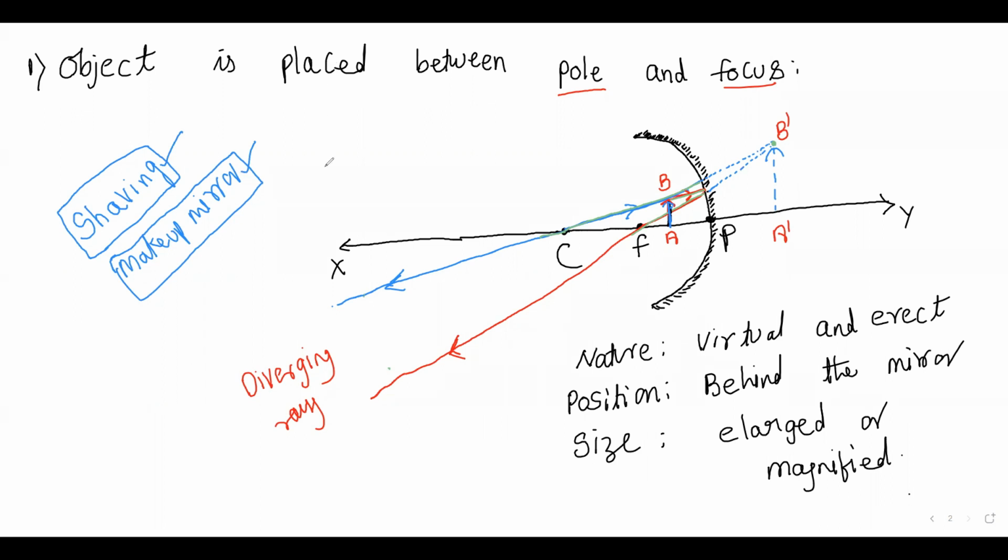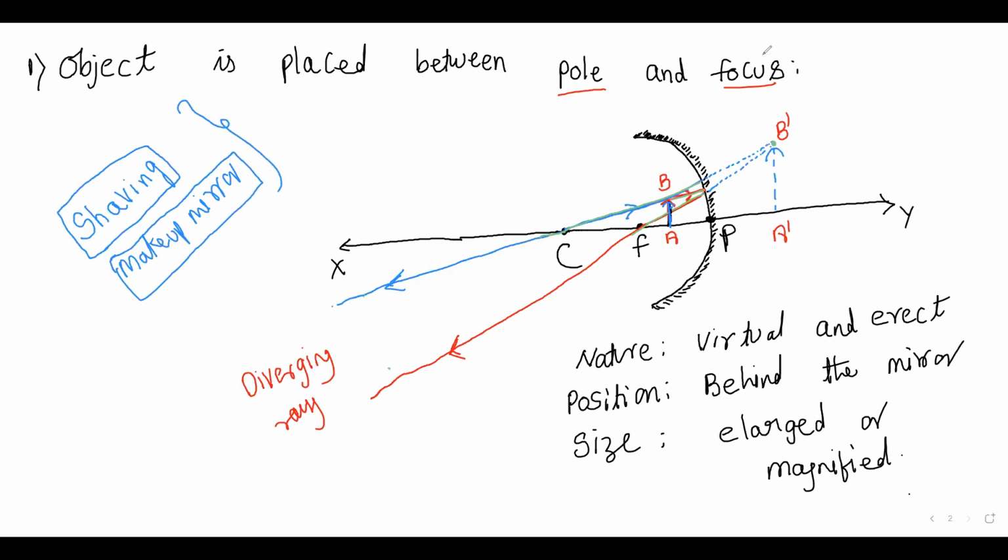If you are doing eyeliner or applying some face cream or shaving your beard, then you have to keep the concave mirror very near to your face so that the image will be bigger. You can clearly see small things. This position is used in the case of shaving mirror and makeup mirror.